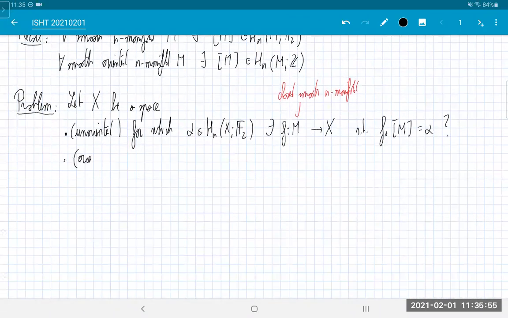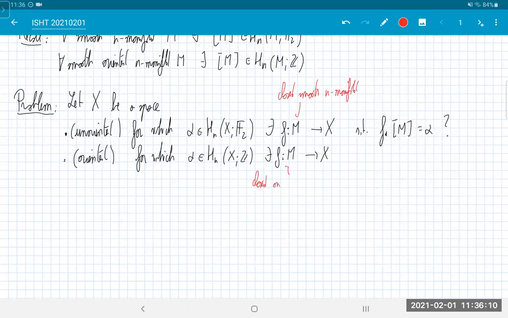And then you can do the oriented variant, for which alpha integral now, there exists a map, where now M is a closed, oriented, smooth n-manifold, such that f lower star of M is alpha. So this is a problem that I could have stated for you one year ago, perhaps, when you first saw the definition of fundamental class. And it was a problem posed by Steenrod. And the solution of this problem is essentially what moved Thom to prove his theorem.